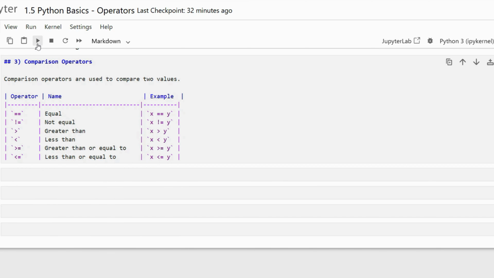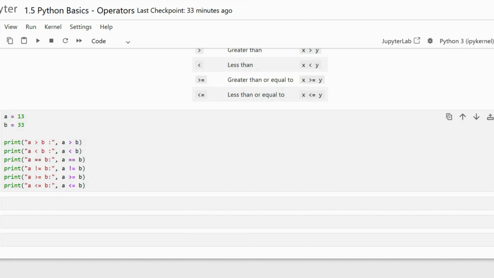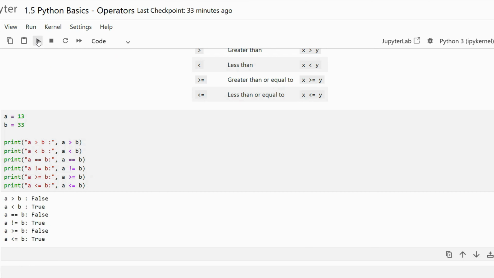Let's now see comparison operators. Comparison operators compare two values and return true or false. A is equal to 13, B is equal to 33. When A is greater than B, it gives you false. When A is less than B, it gives you true. When A is double equal to B, it gives you false. And when you check A not equal to B, it gives you true. A greater than or equal to B gives you false, and A less than or equal to B gives you true. These operators are commonly used in decision-making statements.